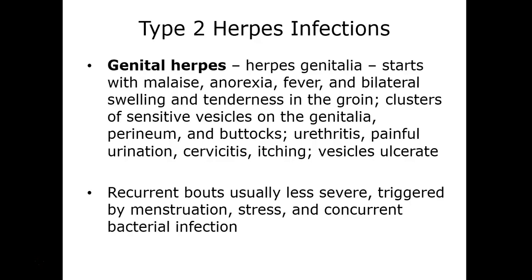Cervicitis is inflammation of the cervix. And they produce these giant multinucleated cells. So if you were to do a pap smear and a cervical scraping, you would look for, under the microscope, the presence of these fused giant cells that are multinucleated. That would be one of the key clinical indications of infection. And recurrent bouts can occur again from things like menstruation, stress, and also other infections with other types of bacteria.